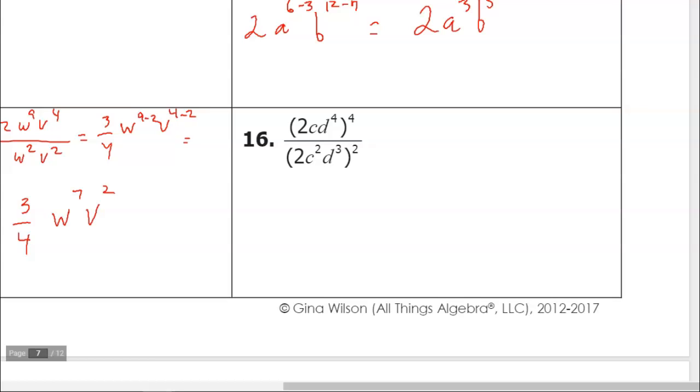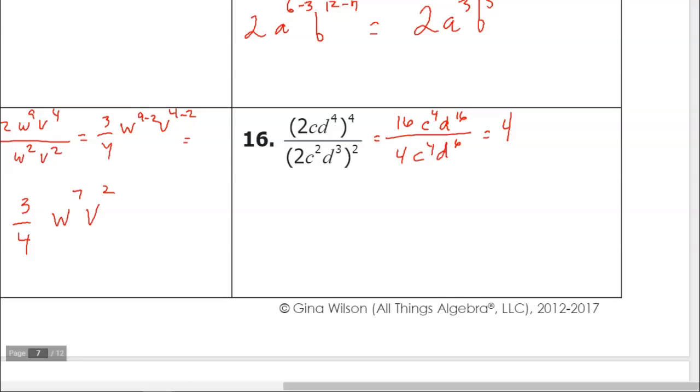Last example I'll do today. This 4 has to get distributed in. So 4th power, so we have 2 times 2 is 4, times 2 is 8, times 2 is 16. So we have 16 on top, that is 2 to the 4th. And we have c to the 4th, and then the 4 times 4, we have d to the 16th. On bottom, we're just squaring everything, so 2 squared is 4. These get multiplied by 2. 2 times 2 is 4. And 3 times 2 is 6. 16 divided by 4 is 4. So that takes care of the numbers.